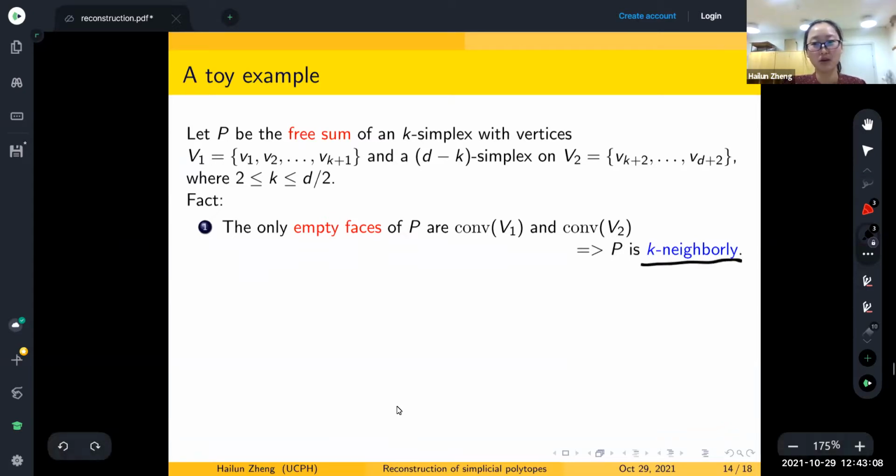Okay, so now this is a very interesting result. We know that this polytope is actually k-neighborly. You could actually show that there are no missing faces of dimension, say, 2 or 3, all the way to k. All right, so this is a nice result.